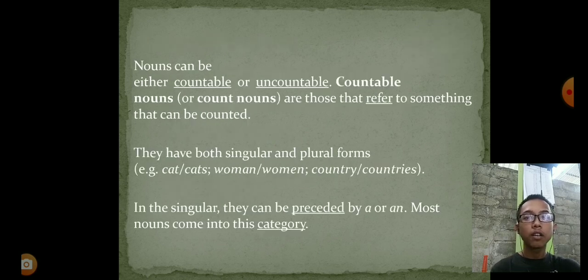Nouns can be either countable or uncountable. Countable nouns, or count nouns, are those that refer to something that can be counted. They have both singular and plural forms. For example, cat or cats, woman or women, country or countries. In the singular, they can be preceded by a or an. Most nouns come into this category.